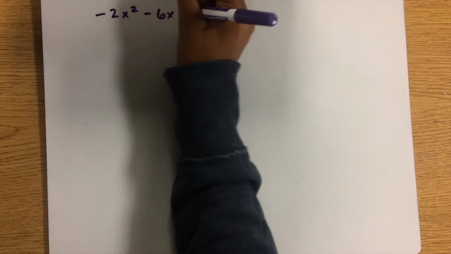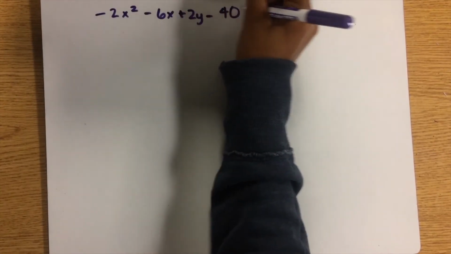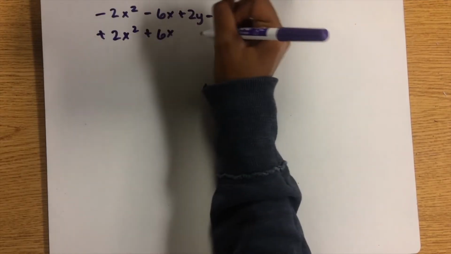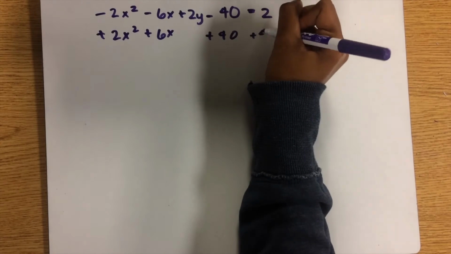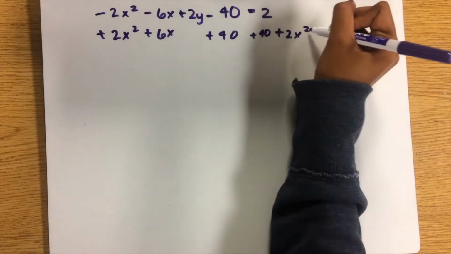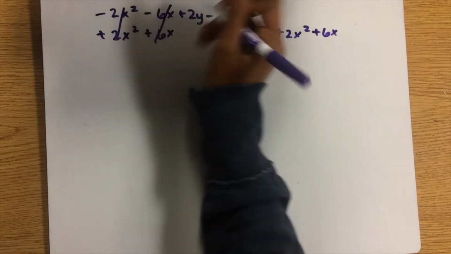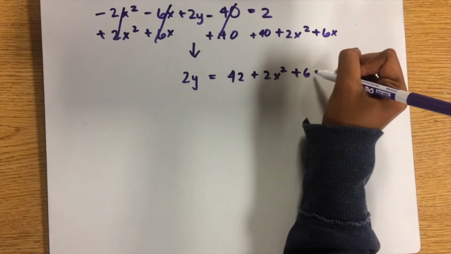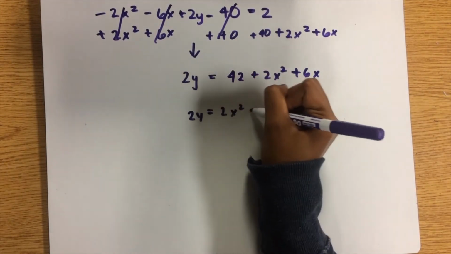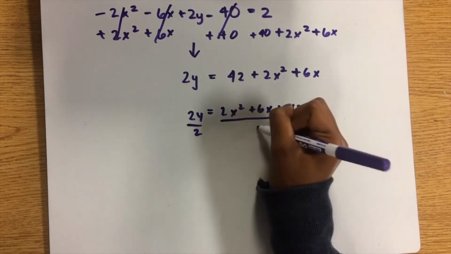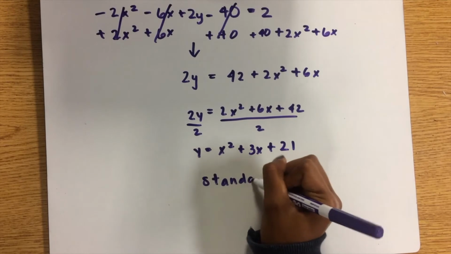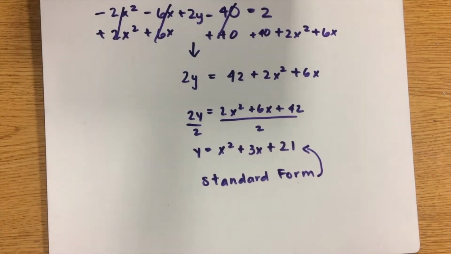Given the equation negative 2x squared minus 6x plus 2y minus 40 equals 2, the goal is to turn this equation into standard form. First, you need to get the y by itself. Start by adding 2x squared to both sides, and then add 6x to both sides. Carry the 2y down and add the 40 to both sides. Then, divide 2 on both sides to isolate the y. The standard form will then be y equals x squared plus 3x plus 21.